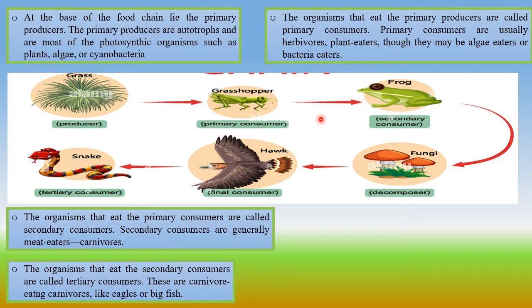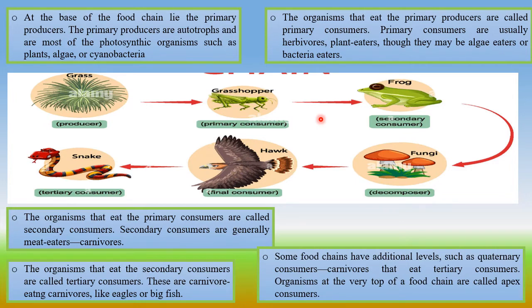The organisms that eat secondary consumers are called tertiary consumers. These are carnivores like eagles or big fish. At this level, they are not only carnivores; sometimes there are omnivores as well in the food chain, which feed on both meat as well as grasses. Some food chains have additional levels such as quaternary consumers, carnivores that eat tertiary consumers. Organisms at the very top of the food chain are called apex consumers.